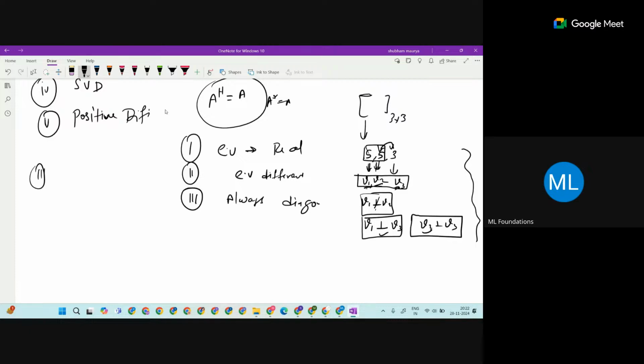Next we have the unitary matrix. A unitary matrix is one where, if you do A star, meaning A Hermitian or A star, and then multiply with A, it will be the identity.